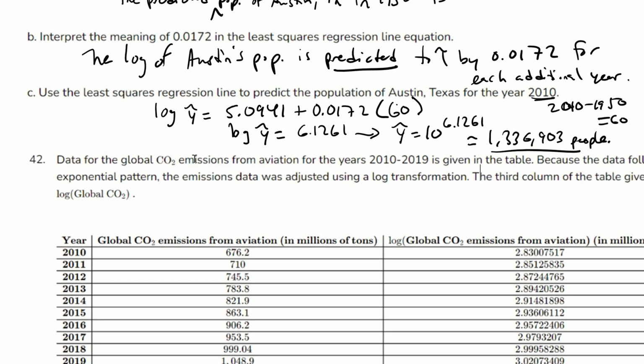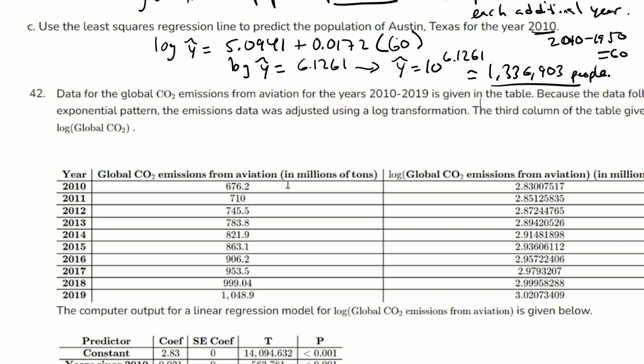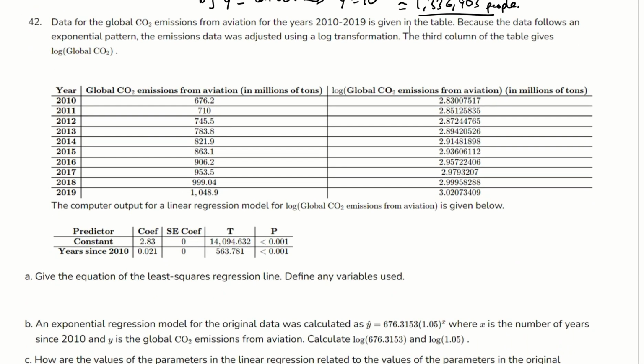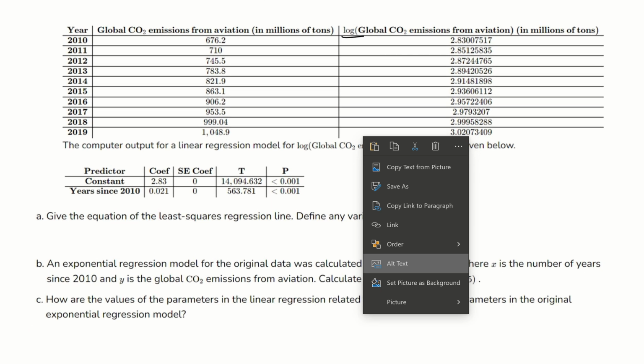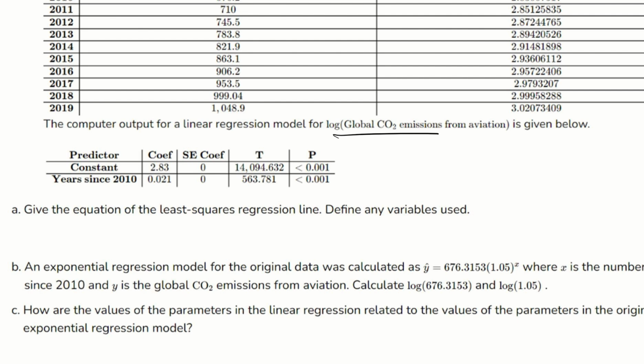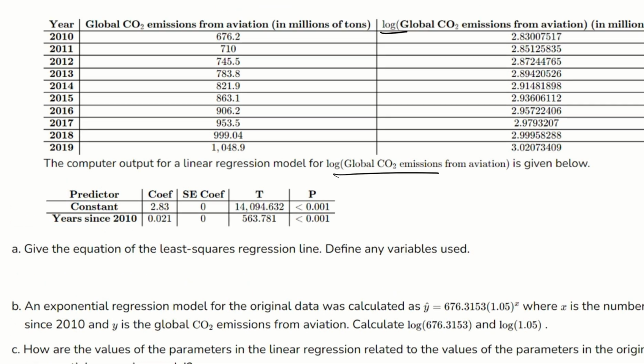Okay, so number 42, the data for the global CO2 emissions from aviation for the years 2010 and 2019 is given. Because the data follows an exponential pattern, the emissions data was adjusted using a log transformation. So they took the log here. The third column of the table gives the log of global CO2. The computer output for the regression of log was given. All right, so give the equation of the least squares regression line, define any variables used.